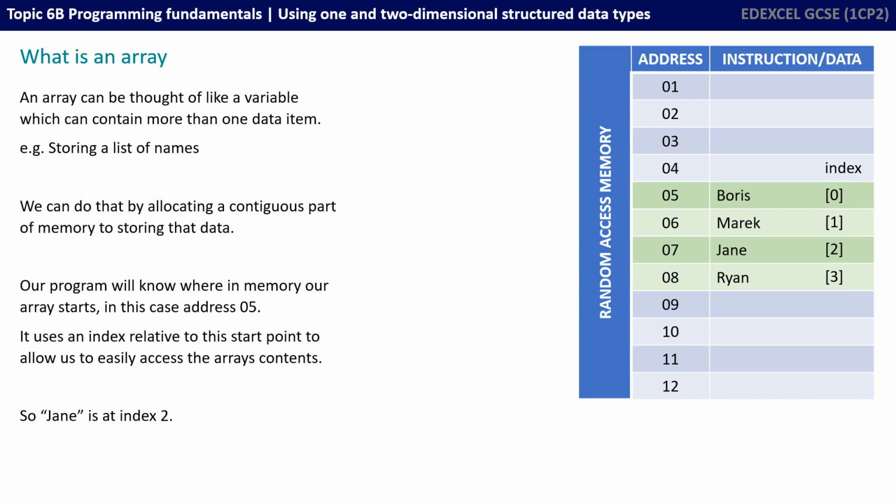So our program will know where in memory our array starts, in this case address 5, and we can therefore use an index relative to the start point to allow us to easily access the array's contents. So notice arrays are typically 0 indexed, which means Jane is at index 2, not index 3. It is in the third position in the array, but because we start at 0, it's at index 2.